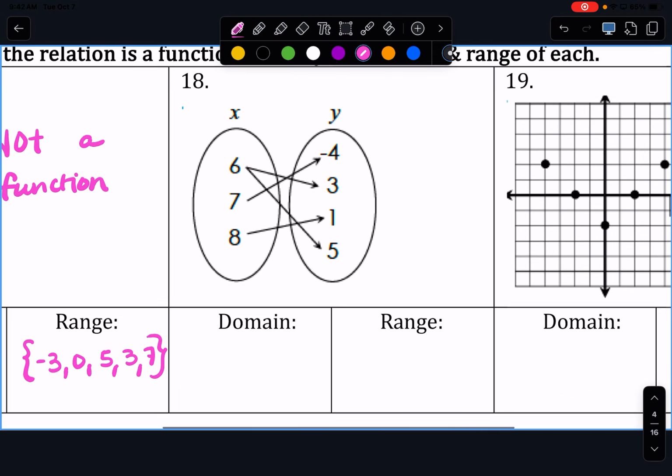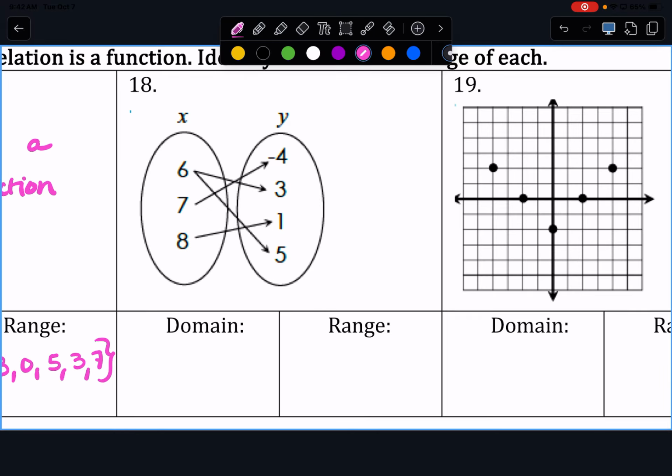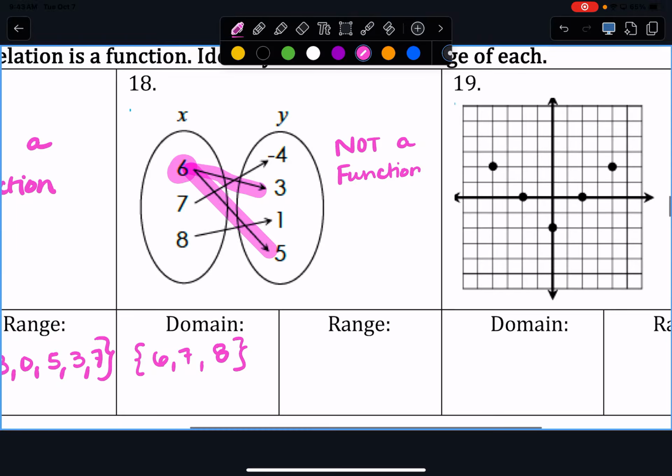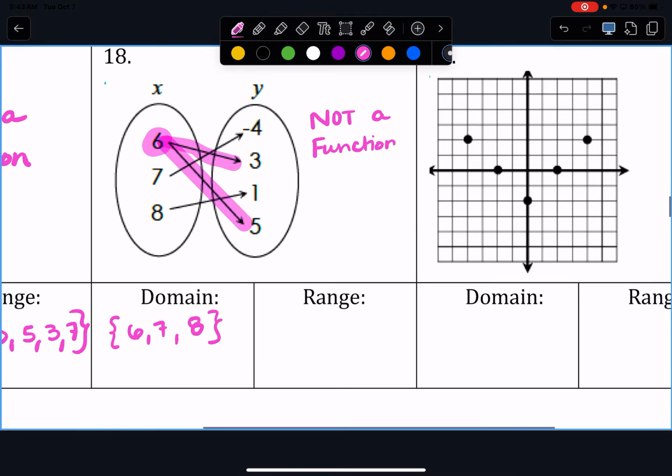All right. For 18, again, it is not a function, but why is it not a function? The 6 gets mapped to 2 different things. So that is the problem. What is the domain? 6, 7, 8. All right. For the range, what is the range? 4, 3, 1, 5.